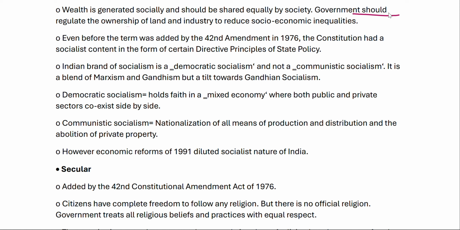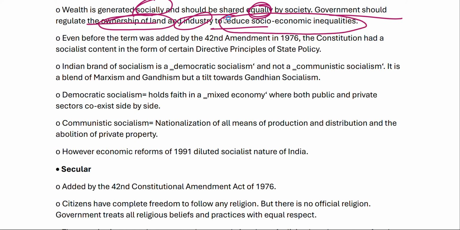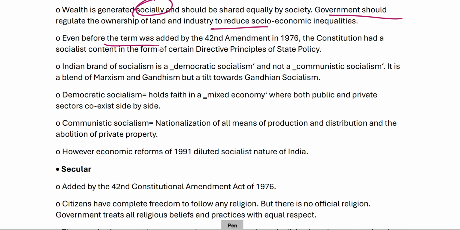Now, wealth is generated, and this wealth must be shared equally. Government must regulate the ownership of the land and industry to reduce socio-economic inequalities. Even before the term was added by the 42nd Constitutional Amendment Act, 1976, the Constitution had a socialist content in the form of certain directive principles of state policy.